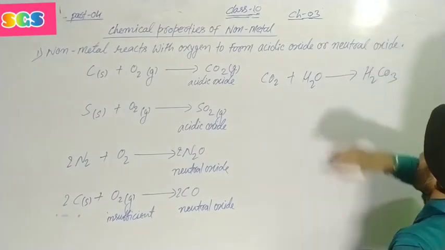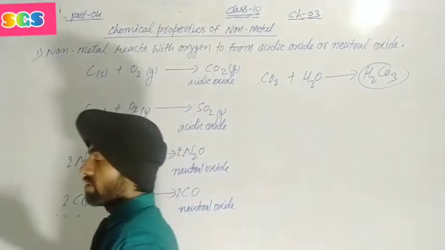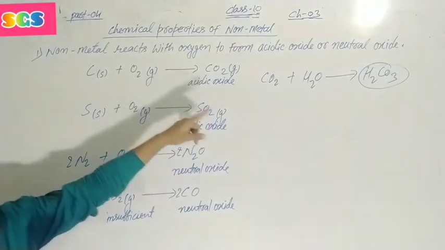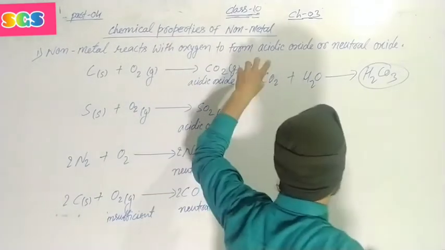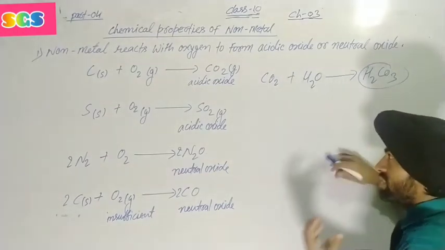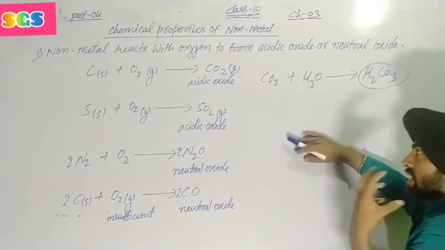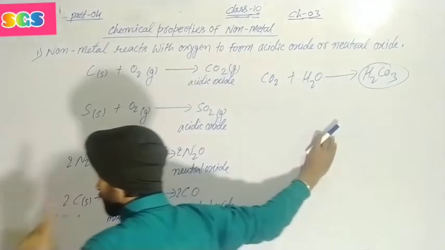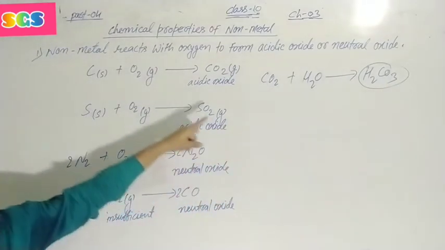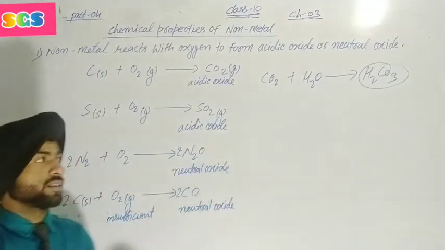H2CO3, that means carbonic acid. It will form H2CO3, and this H2CO3 is an acid, you better know. And if it is combined with water, it forms acid. It means it is behaving like an acid. Hence we can say that carbon dioxide, the oxide of non-metal, is acidic in nature. Hence we can say that oxide of carbon is acidic in nature.